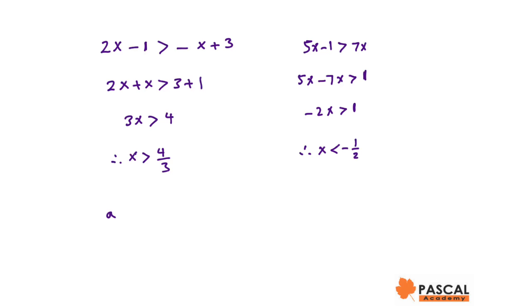So if a is smaller than 0 and c is greater than b, then ac is smaller than ab. When you multiply or divide both sides of an inequality by a negative number, the direction of the inequality changes.